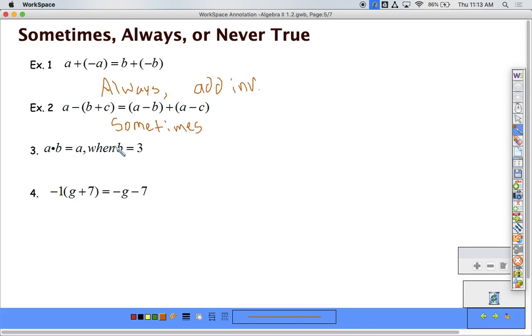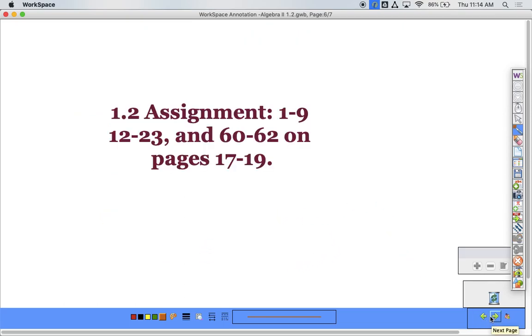Here, 8 times B equals A, when B equals 3. So if B is 3, what times 3 equals itself? Any ideas? I could think of one. How about 0? 0 would work. Anything else doesn't look like it's going to work. If B is 3, it's not going to work out. So it's sometimes. And I'm hoping the second one should be pretty obvious. This is an always by the distributive property. So pretty simple stuff.